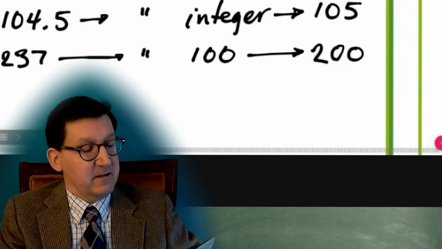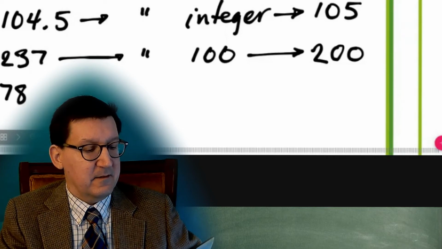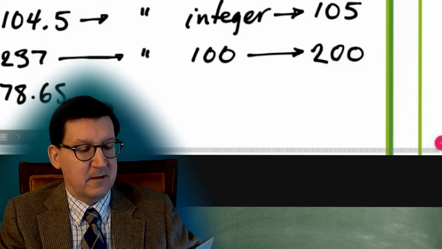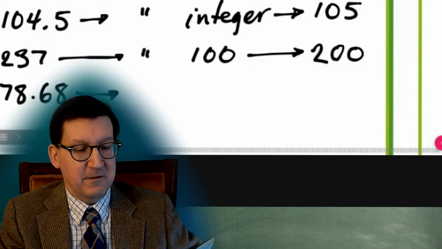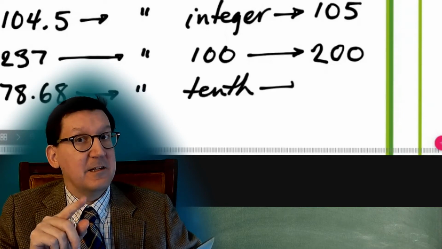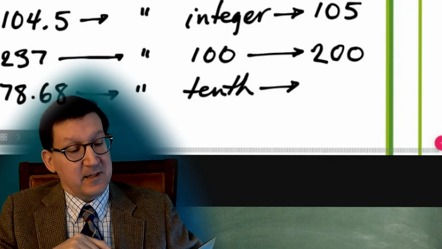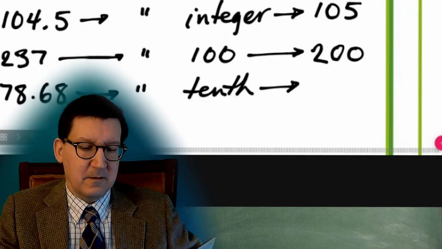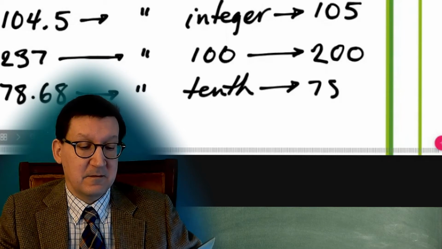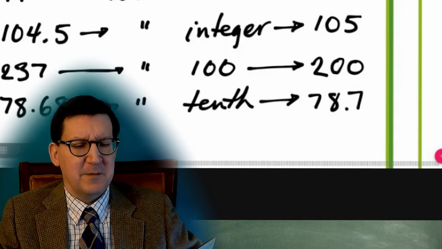And let's take 78.68 and round that to the nearest tenth. Not the nearest 10, the nearest tenth. So it's on the other side of the decimal. So the tenths place is the 6. So that would round up to 78.7. So those are some examples.